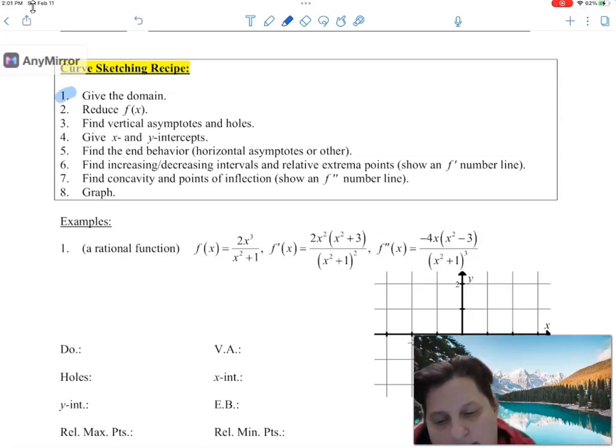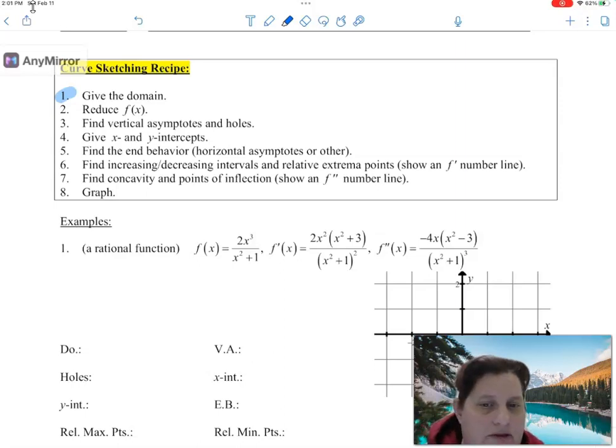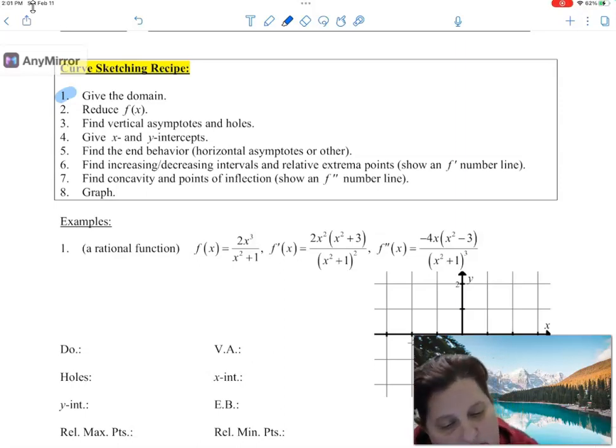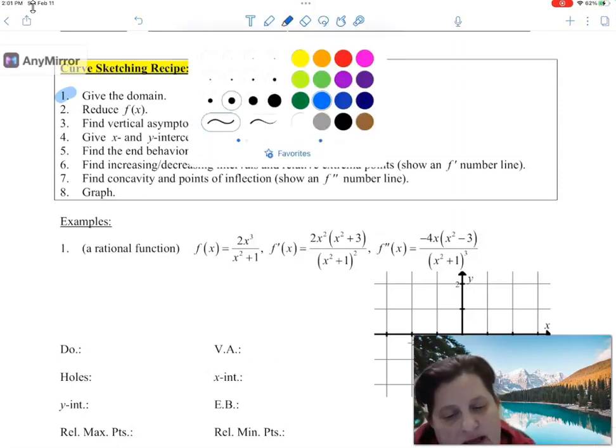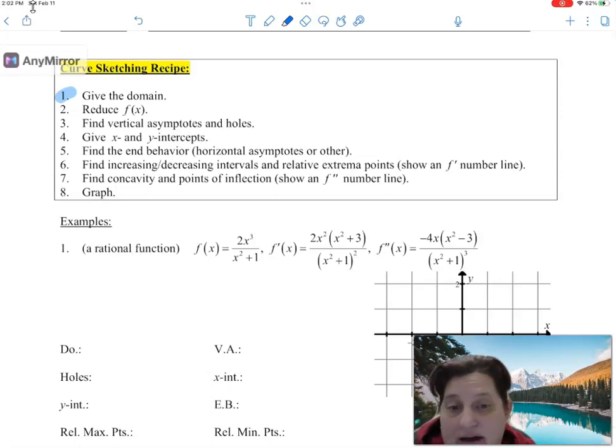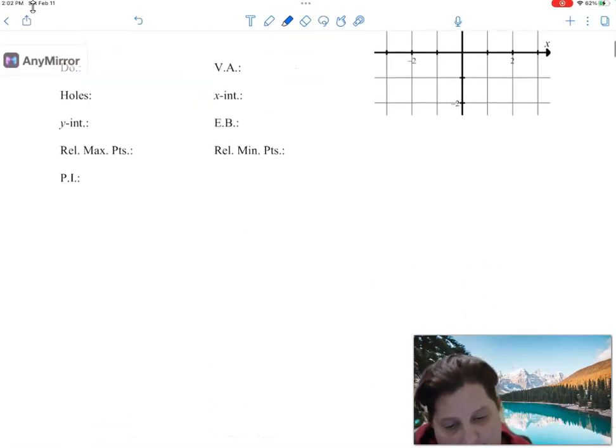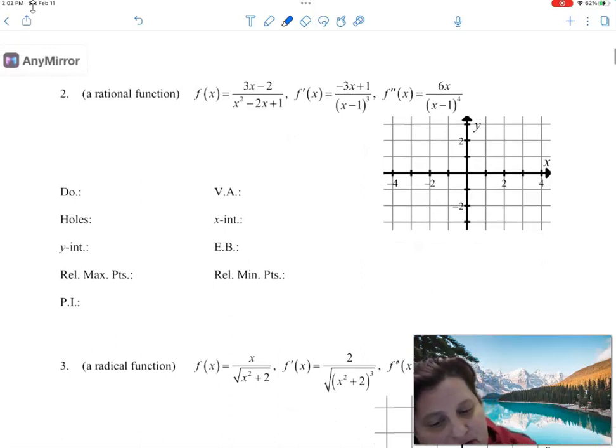Step 1, give the domain. Now, if we're doing a polynomial, the domain is just all real numbers. The main thing that we're looking at is a rational function here. Is there anything x is not allowed to be? One of the things we're looking for is holes in the graph, jumps, asymptotes, things like that. This particular problem definitely has a couple of asymptotes in it, and we'll get to this in a minute, but the bottom is not allowed to be 0, so x can't be 1. That's an asymptote.